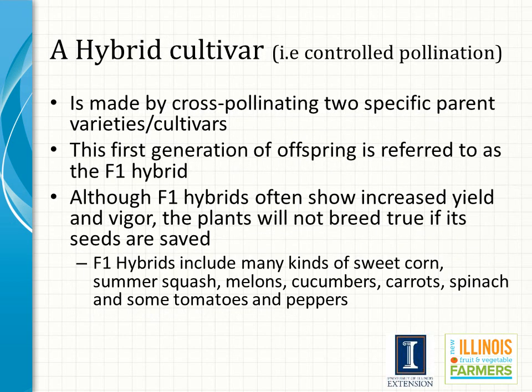Cultivar names followed by the descriptor F1 designates that seed as hybrid seed. F1, or first generation, does not mean genetically modified organism, or GMO, but instead refers to resulting seed made by cross-pollinating two specific parent varieties or cultivars. Although F1 hybrids often show increased yield and vigor, the plants will not breed true if its seeds are saved.